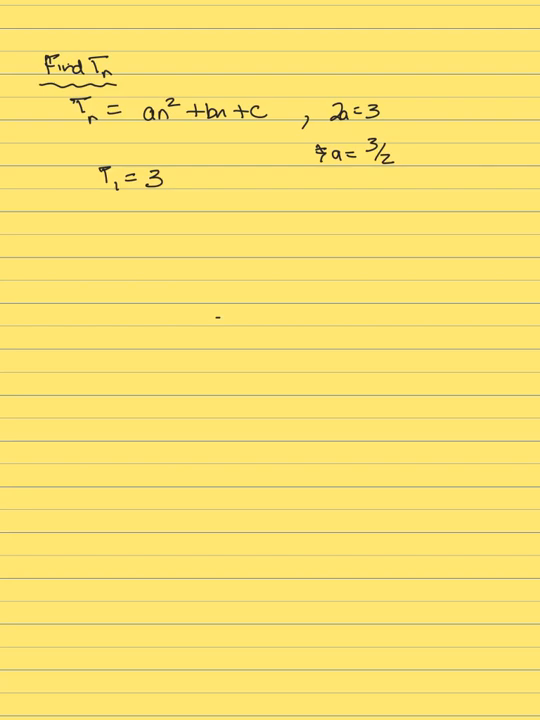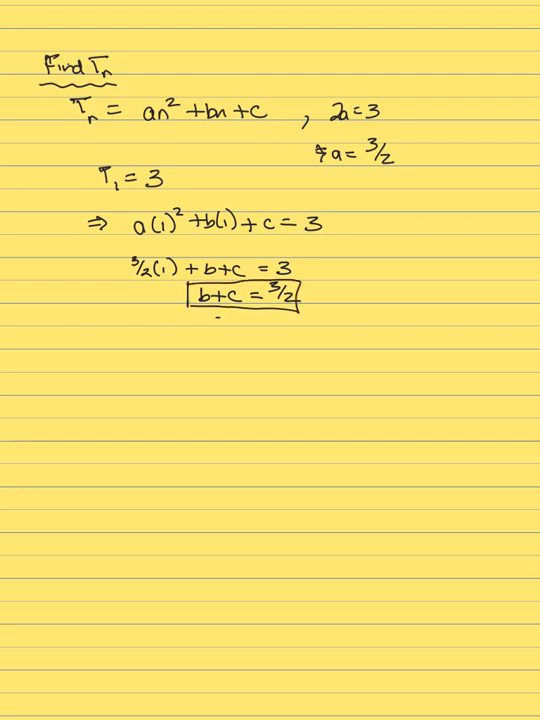We will quite often be asked to find the general term of a quadratic sequence, and the general term is an squared plus bn plus c, and the important thing is that 2a is the same as the second difference. So in this case then we get a is 3 over 2. We know the first term is 3, so that means that a times 1 squared plus b times 1 plus c is equal to 3. We fill in for a, and then we tidy that up, and we get b plus c is equal to 3 over 2. So that gives us one equation.